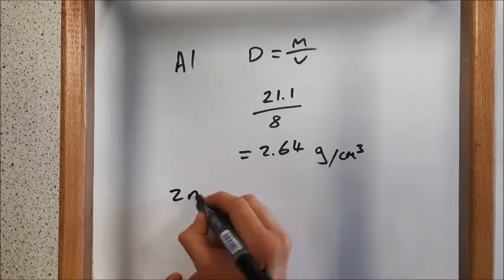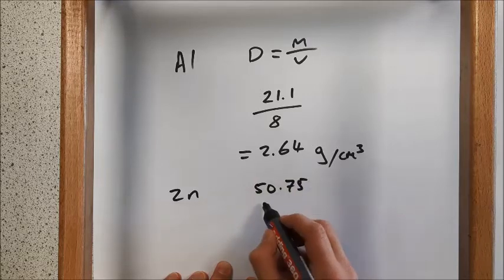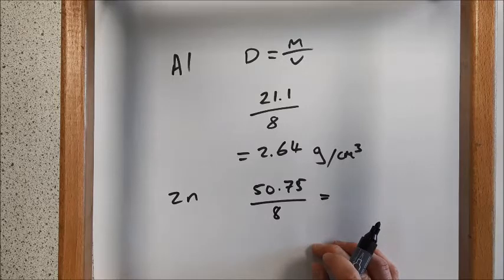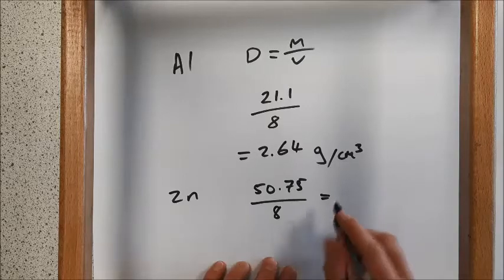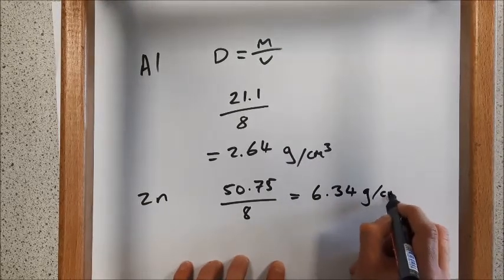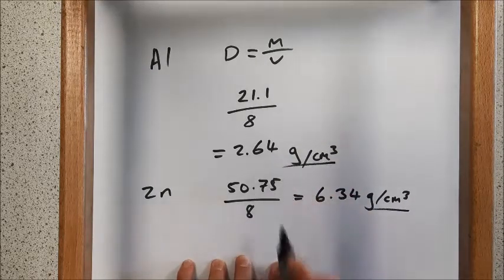For the zinc, my mass was 50.75 and I'm going to divide that by the volume, which is 8. Again, punching it into my calculator, 50.75 divided by 8, which gives me 6.34 grams per centimetre cubed. Do not forget to include your units, that is really, really important.